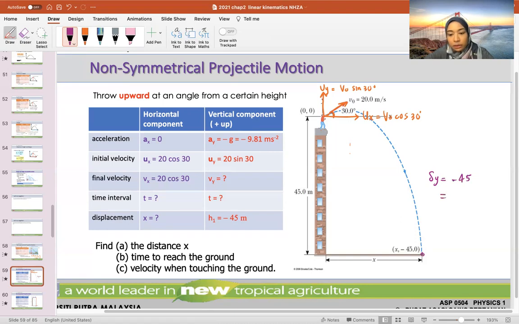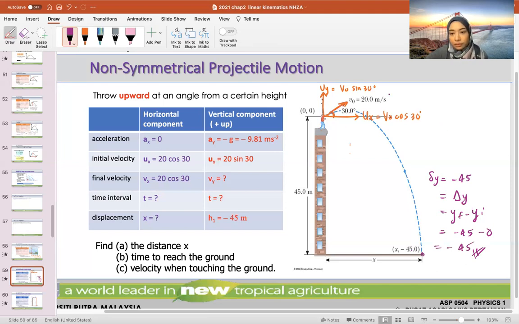So how did they determine that? Same as what we said before: Y final minus Y initial. What is the Y final here? It's minus 45. What is the initial? It's 0. So it applies, minus 45 still. This is your answer. If you're not sure you can work it out. So your SY is minus 45 in this case.